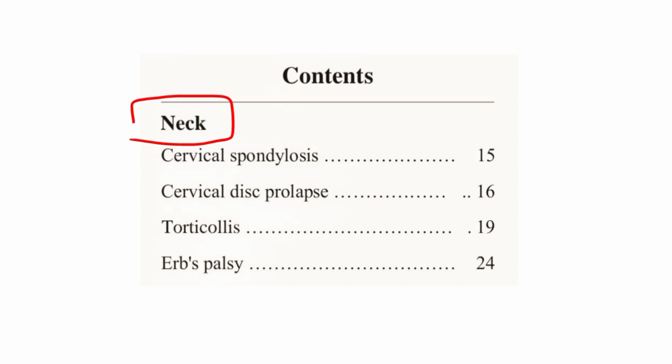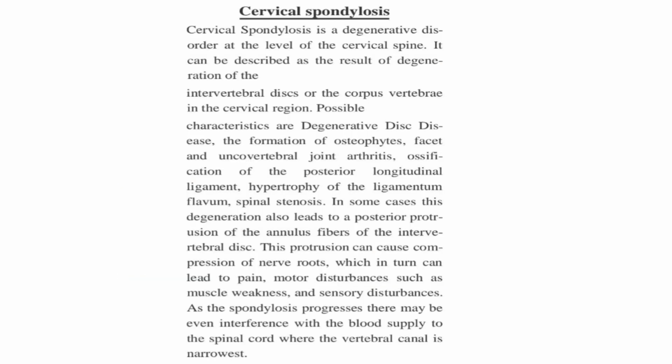First, the neck region. In the neck region, first we will study cervical spondylosis, then cervical disc prolapse, torticollis, and Erb's palsy. Cervical spondylosis is a degenerative disorder at the level of the cervical spine. Degenerative disorders mostly occur in old age. It can be described as a result of degeneration of the intervertebral disc or the corpus vertebrae in the cervical region.